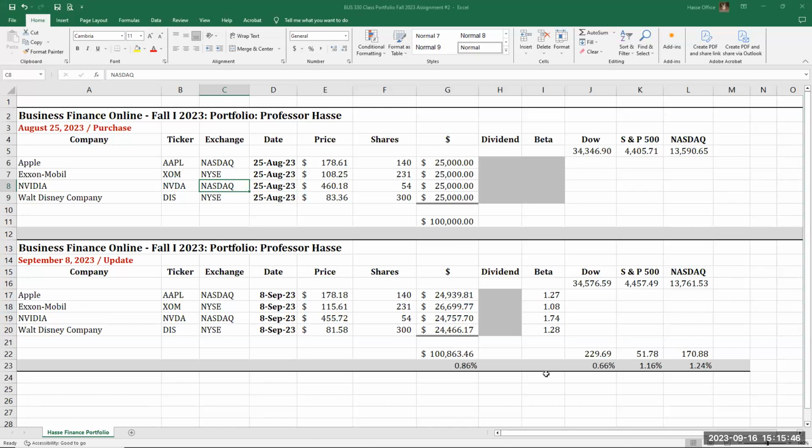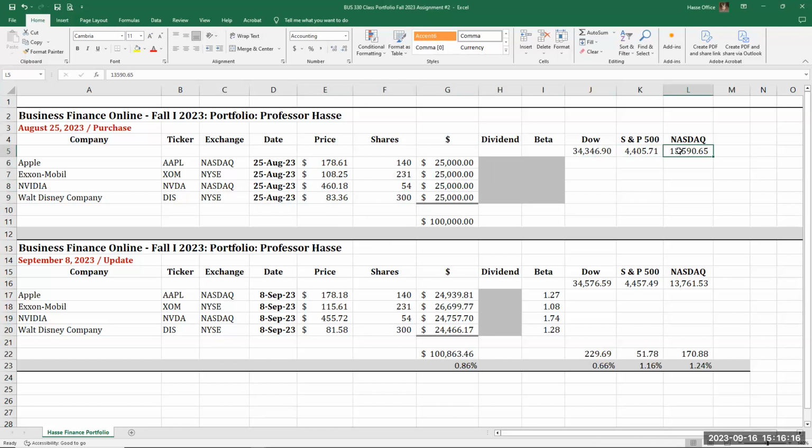All right, here's my portfolio. First of all, it totals on August 25th, $100,000. There's the opening price on the 25th of my shares, in this case, Apple, Exxon, NVIDIA, and Walt Disney. And there's the number of shares rounded to the nearest whole number of what I purchased. There's the Dow, the S&P 500, and the NASDAQ indexes, which you should know what they are now from viewing the definitions in our Blackboard, week 1, 2, and 3.